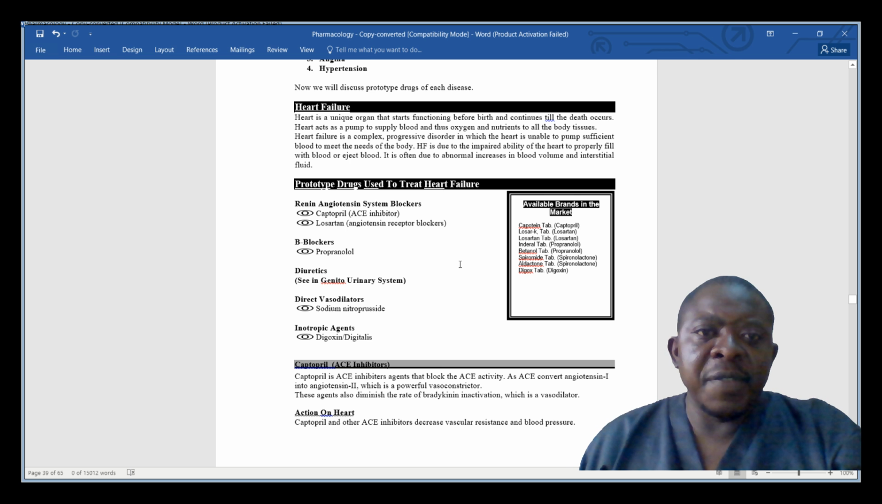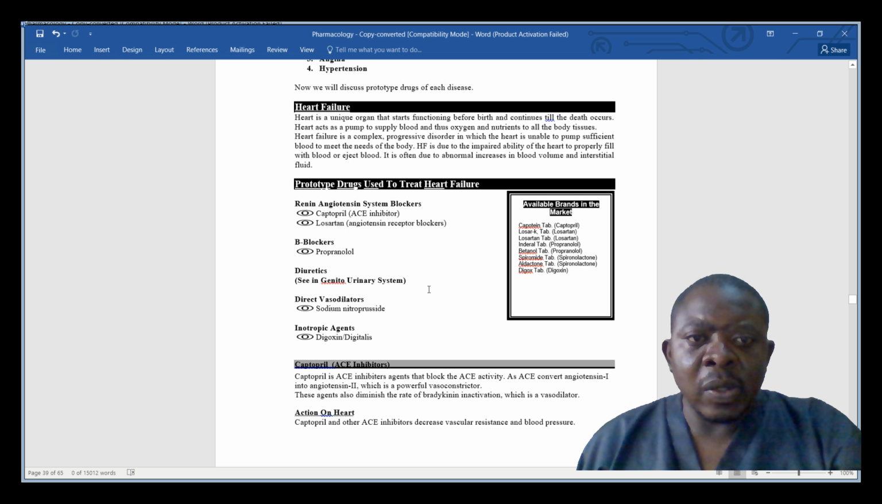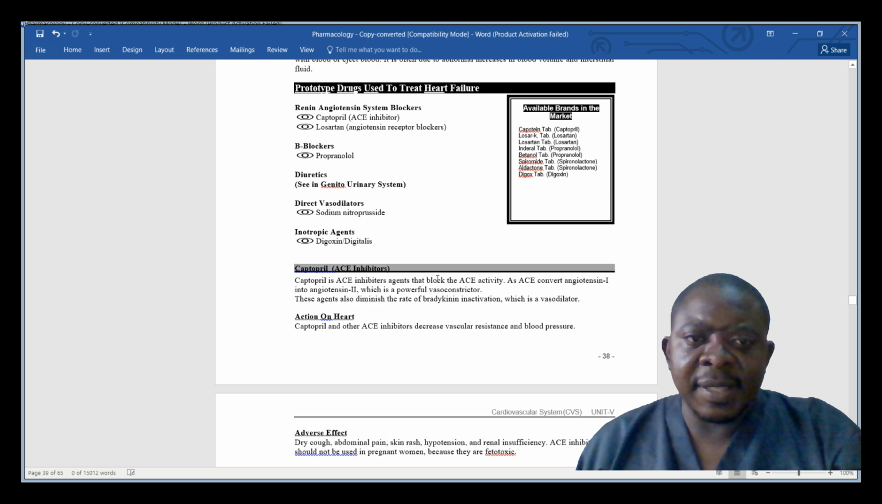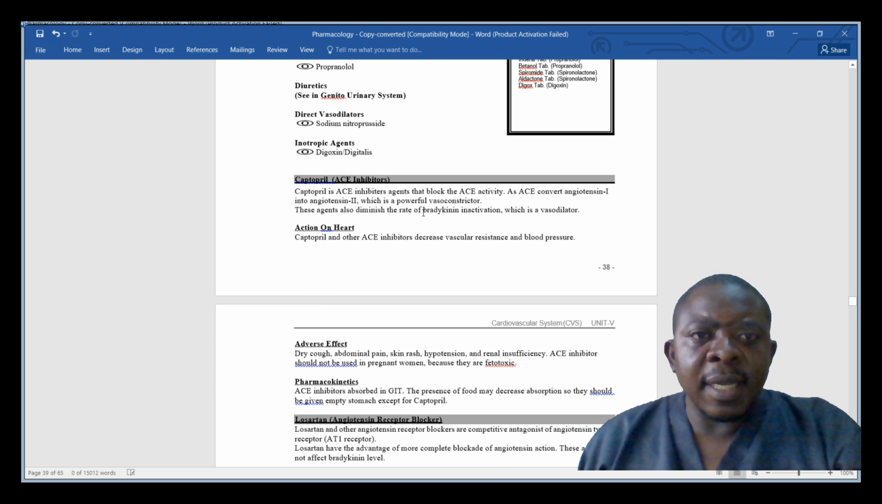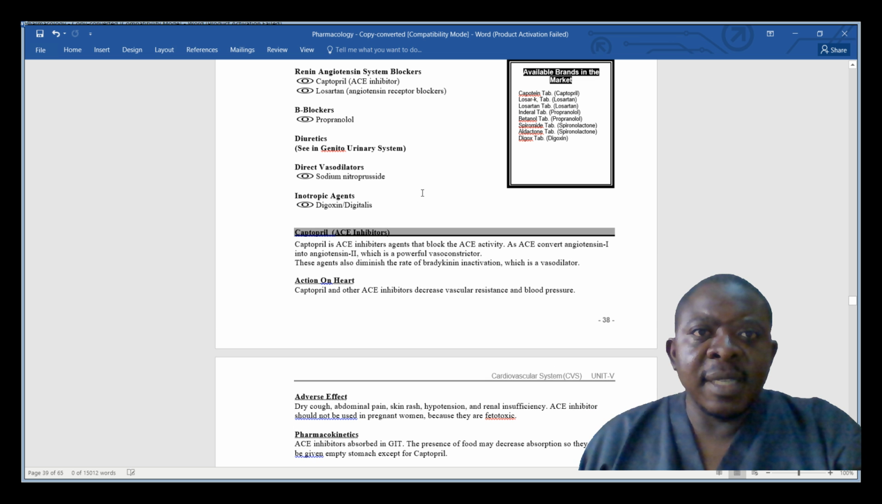Diuretics are some of the drugs that we discussed under drugs of the genitourinary system. So you can always refer to that lesson that we have already recorded. Then we have direct vasodilators like sodium nitroprusside. Then we have inotropic agents like digoxin and digitalis. So these are inotropic agents. Let us understand more on these drugs, starting with the angiotensin converting enzyme inhibitor, captopril.